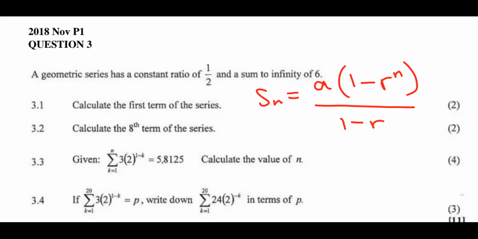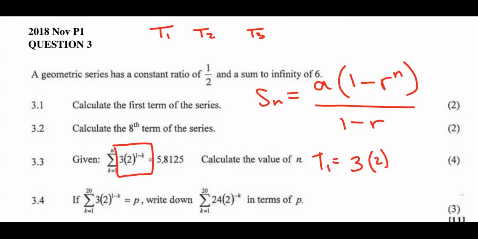Usually I would work out my first three terms, so let's do it that way. I'm going to work out the first three terms. The first term is if I substitute k with 1. So term 1 is equal to 3 times 2 to the power of 1 minus 1, because k is 1, so we substitute k with 1.